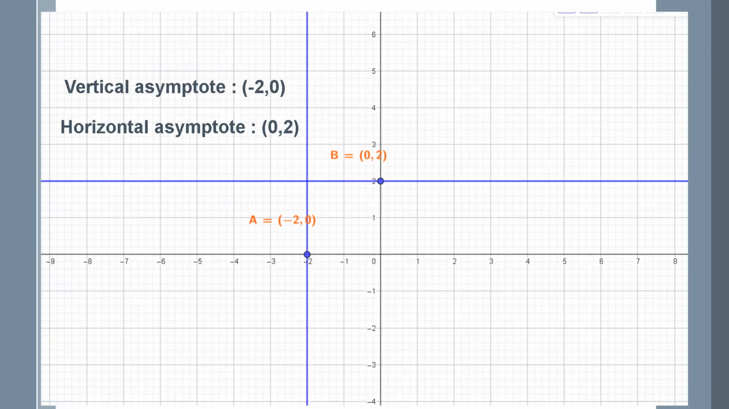And then, let's plot the vertical asymptote and the horizontal asymptote. And then, draw a line. Kapag yung point ay nasa x-axis, we will draw a vertical line. Kapag yung point natin ay nasa y-axis, we will draw a horizontal line. So, dapat perpendicular sila with each other.